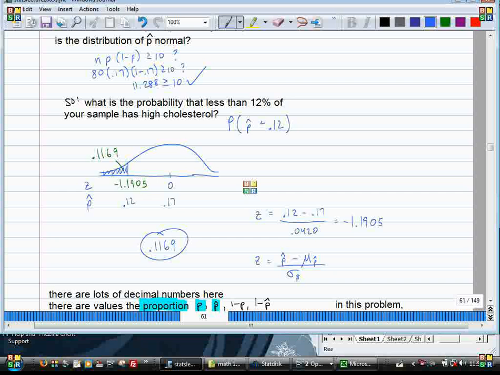What is 0.1169? Whatever you say, hopefully you'll say it right. But what is 0.1169? If you like, you can say, okay, it's an area, but what is an area? It's a probability.